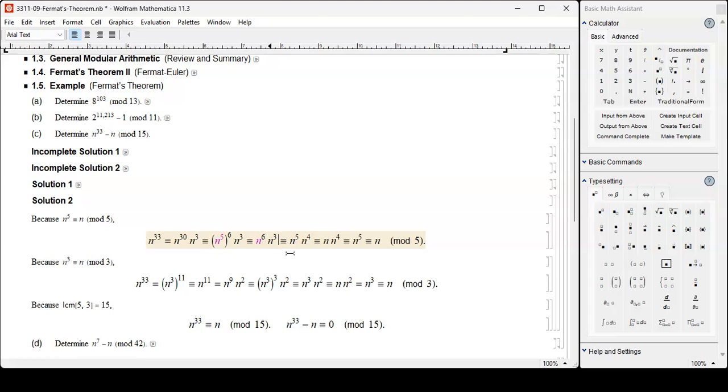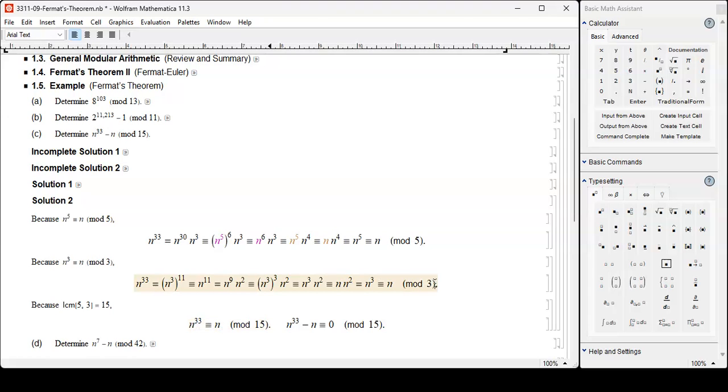6 plus 3 is 9. Again, we could do 5 plus 4 is 9. So this one here becomes just n. And then we have 5th power, that brings down to n. So n to the 3rd power is congruent to n, mod 5.